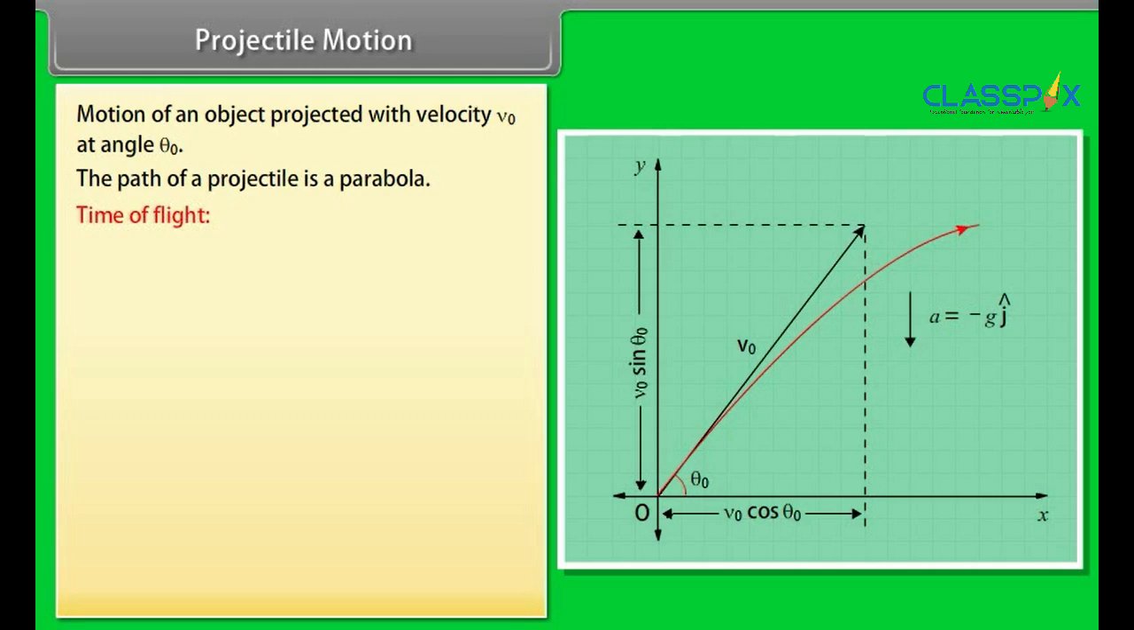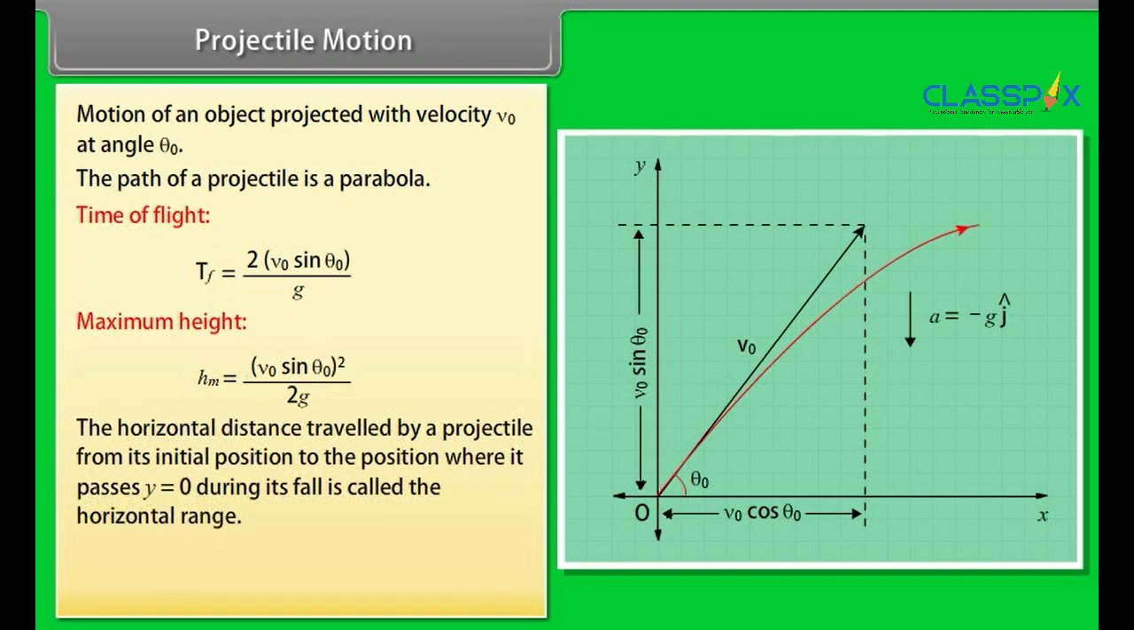Time of flight of projectile is Tf equals 2 v naught sin theta naught divided by g. Maximum height of a projectile is Hm equals (v naught sin theta naught) square divided by 2g. The horizontal distance travelled by a projectile from its initial position to the position where it passes y equal to 0 during its fall is called the horizontal range. Horizontal range of projectile is given by v naught square sin 2 theta naught divided by g.